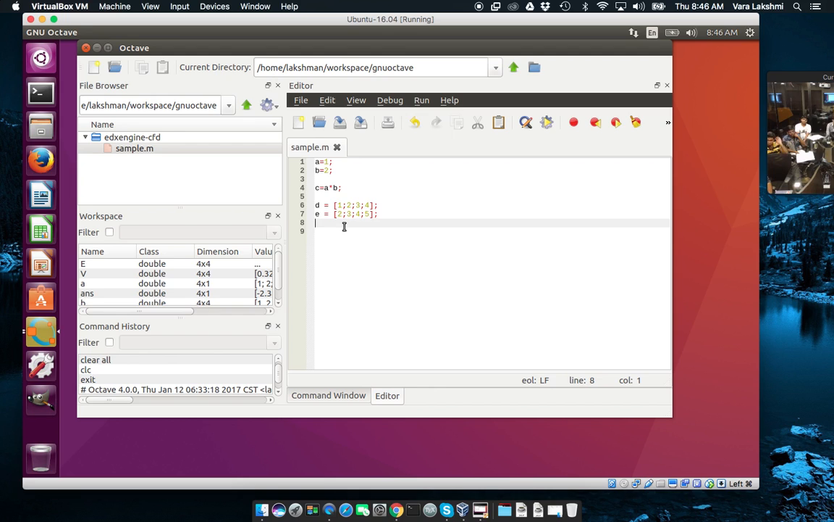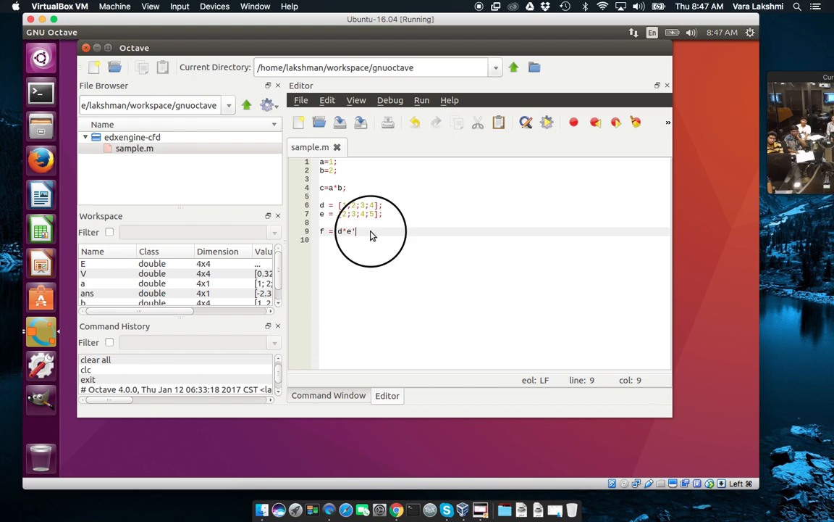But if you want to display in the command window, let's do d multiplied by e transpose. So f is equal to d multiplied by e transpose, and I did not truncate with the semicolon. So when I run this code, you will get the output of this one. So let's run this one. You have this save file and run.